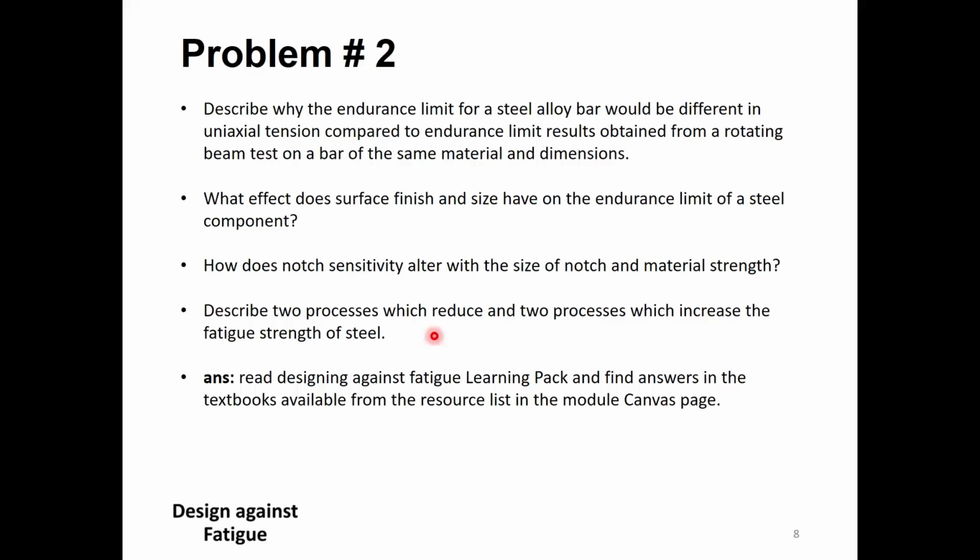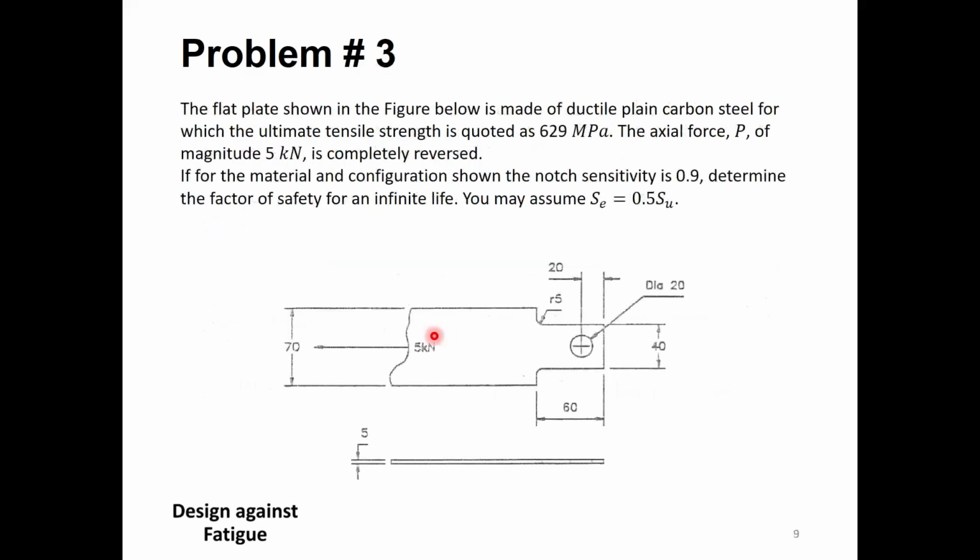Now I'm going to switch to problem number 3. I'm going to go through this problem as well in this video segment. So the problem says here, the flat plate shown in this figure is made of ductile plain carbon steel, for which the ultimate tensile strength is given as 629 megapascal. So the ultimate tensile strength of the material is given here.